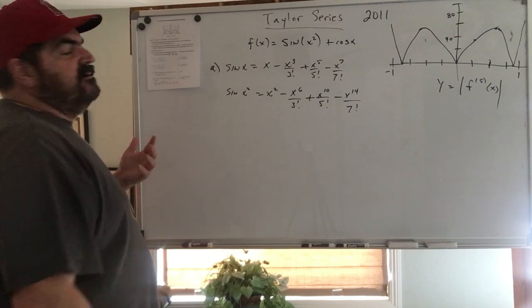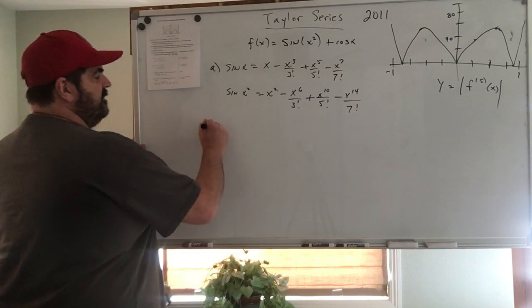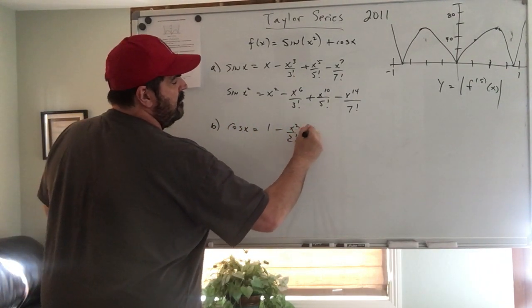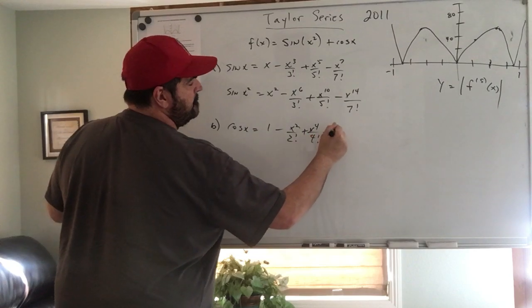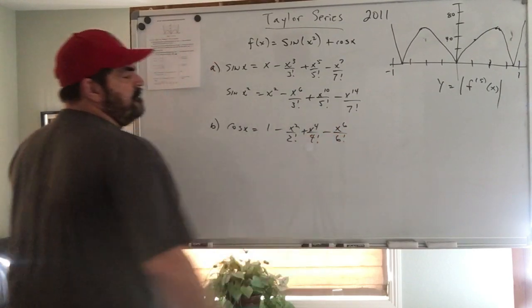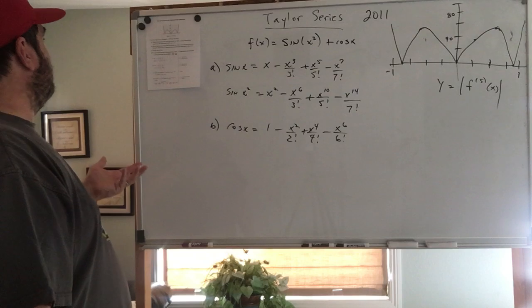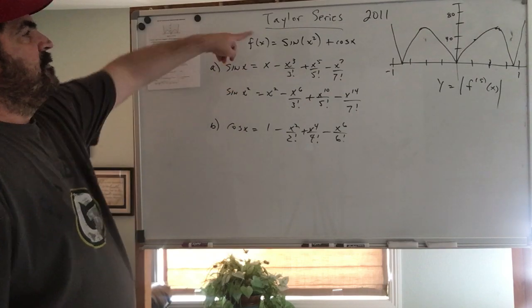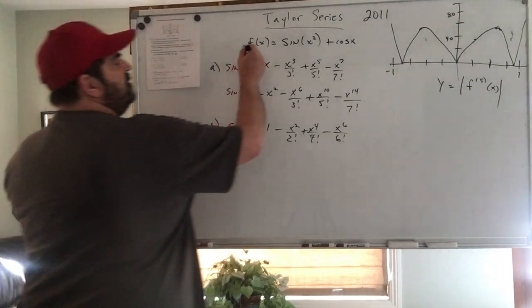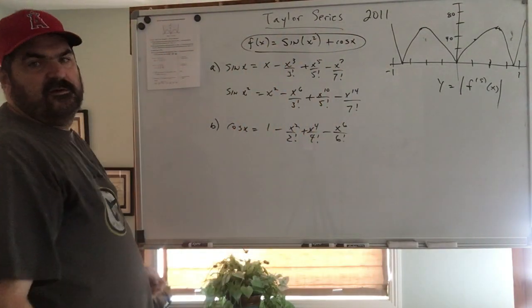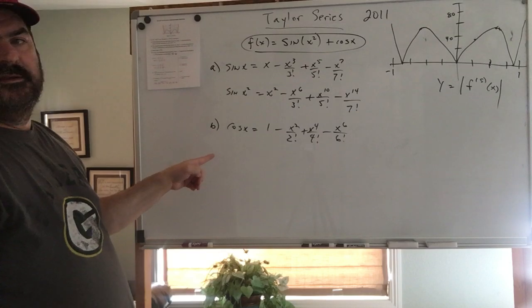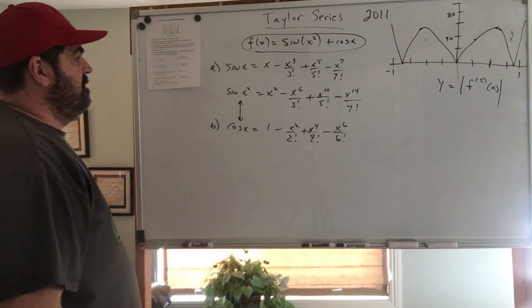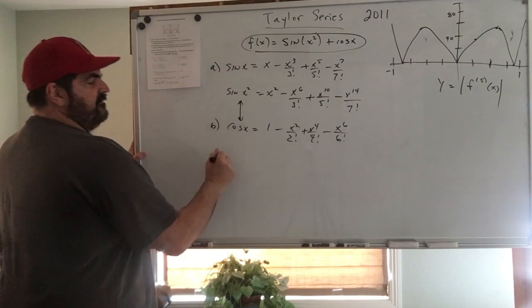B says, now write out cosine. Well, we have cosine memorized. And there's the first four terms of cosine. So they asked for the first four, and they said use that and this to come up with this series. So it's sine of x squared plus cosine. So they want me to add these two. Okay, let's do that. And they gave it the name of f of x.